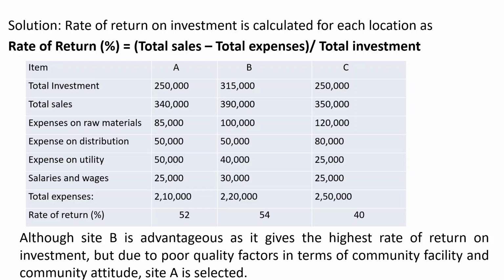Based on that, using our formula, the rate of return percentage is 52% in case of A, 54% in B and 40% in C. So although site B is advantageous as it gives the highest rate of return on investment, due to poor qualitative factors in terms of community facility and community attitude, site A should be selected. I hope this is clear.